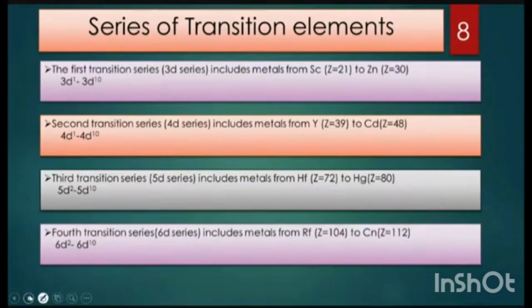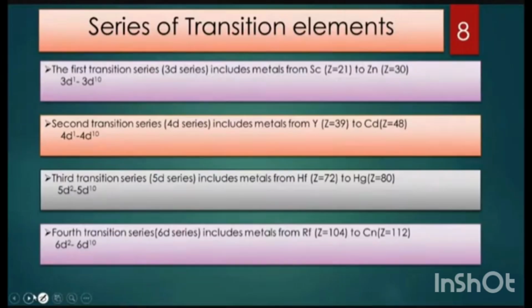Here the 6d orbital is progressively filled. So the d block has 4 transition series of elements. They are the first, second, third and fourth transition series. The first transition series is called the 3d transition series of elements, because in this series the 3d orbital is progressively filled.